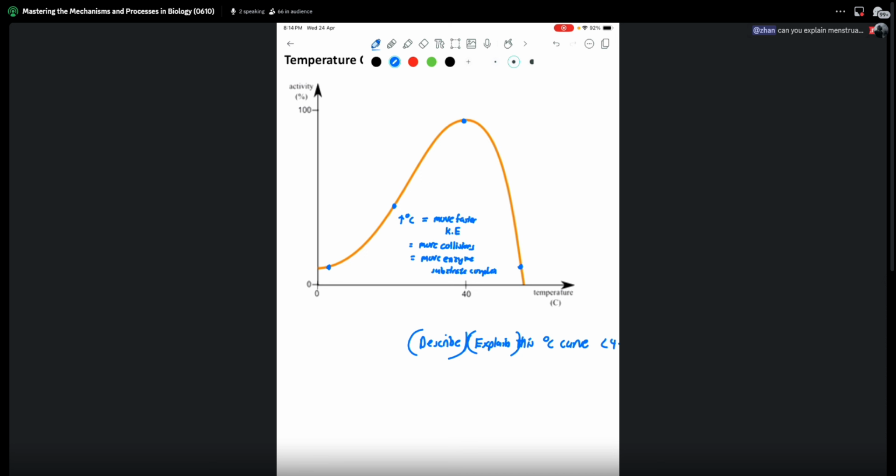Then when it reaches the optimum temperature, you must always state what the optimum temperature is and how it affects the enzyme. When it's at its optimum temperature, they work at their best. The percentage activity of this enzyme will be at a very optimal level and will be the fastest. So most of the products will form in that reaction at that optimum temperature.